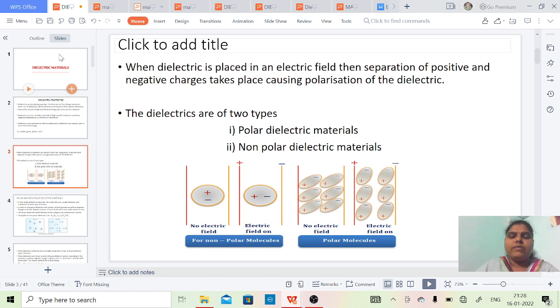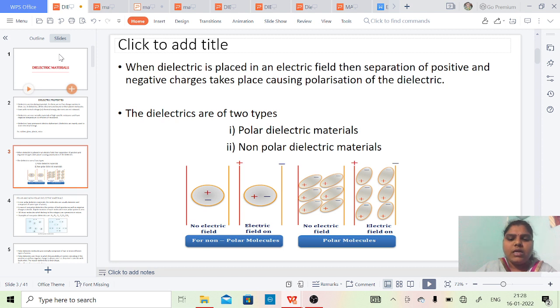When a dielectric is placed in an electric field, separation of positive and negative charges takes place, causing polarization of the dielectric. So whenever we use an electric field to separate the charges inside a material, that is polarization of the dielectric material. The dielectrics are of two types: polar dielectric materials and non-polar dielectric materials.